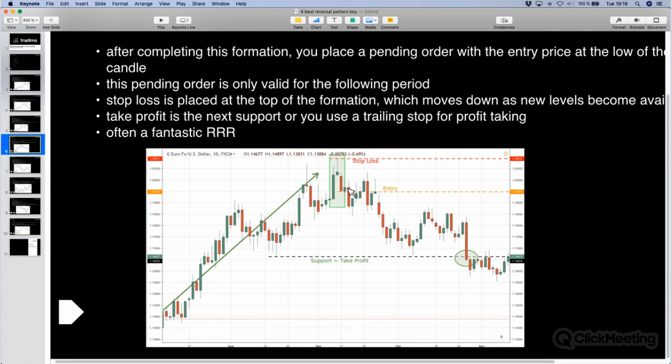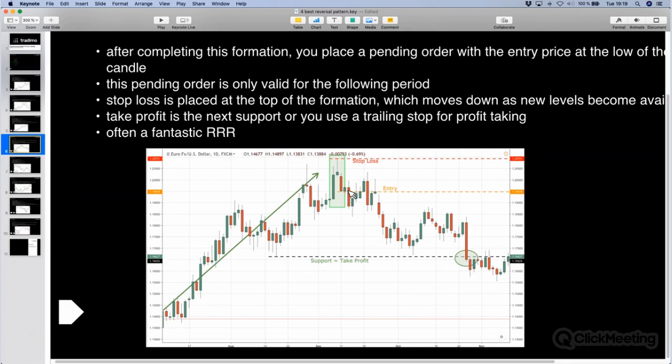So if the market in the next period goes up and not down, then the pending order is not triggered and we have to cancel the pending order. So we won't wait for 2, 3, or 4 periods for the pending order to be triggered. Only in the next period, our pending order needs to be triggered and then we are short. Otherwise, we will cancel the order. Okay, so this is our entry level.